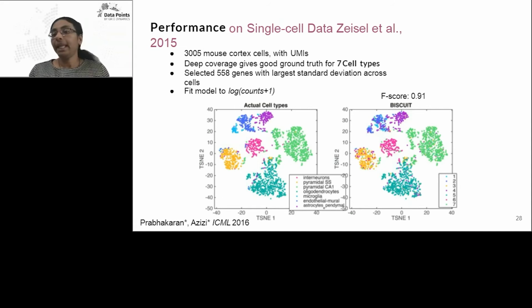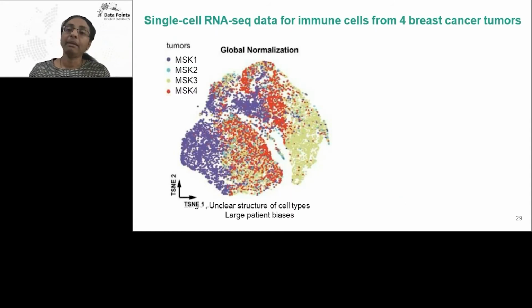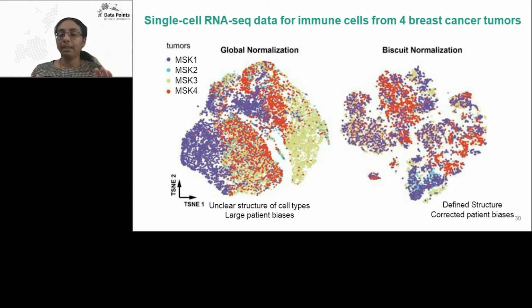And this is the application of BiSKIT on a real-world data set. These are taken from 4 different patients, breast cancer patients. There are a total of 9,000 cells. If you do global normalization, you can see that the clusters tend to show patient biases. Each color is a different patient, but if you use BiSKIT, you can see a defined structure with corrected patient biases. All right, so that was the work on single-cell RNA-seq.